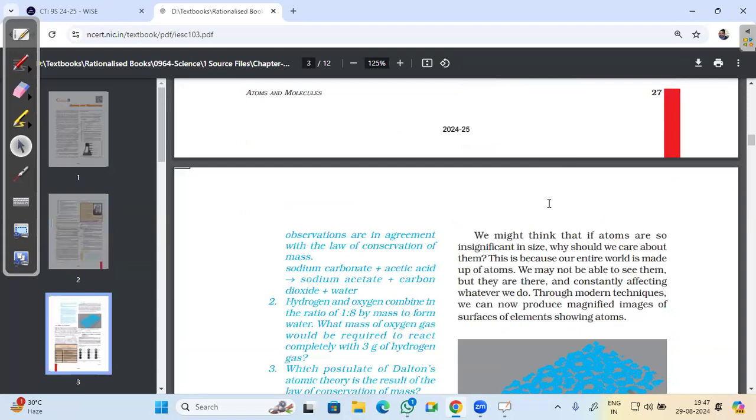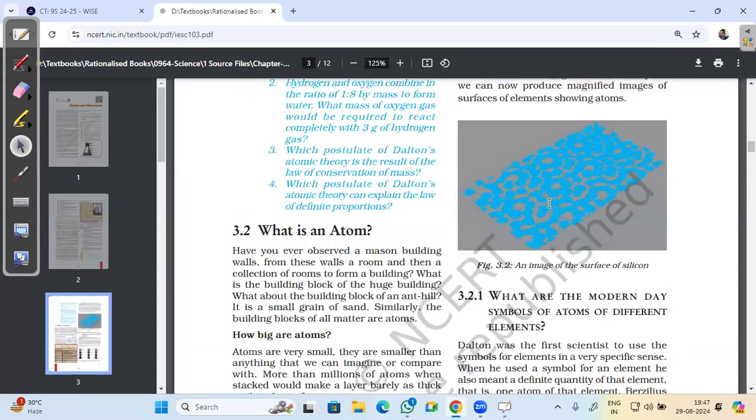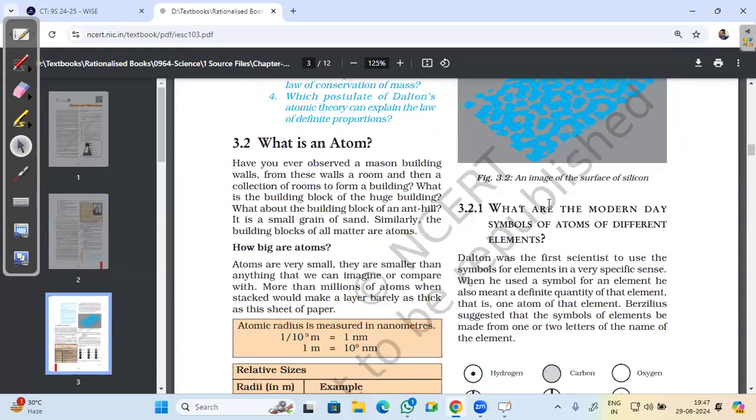Okay, the next one is, what is an atom? Up to now, whatever we have done was just a preliminary of this chapter. A pre-part of this chapter, you can say, which you should be aware of by studying this chapter, or after you study this chapter.